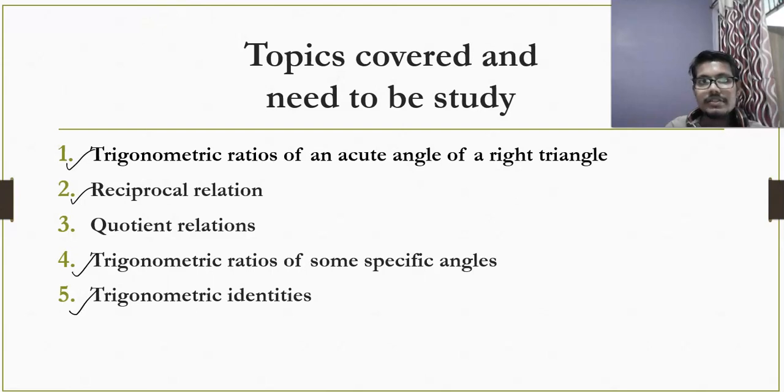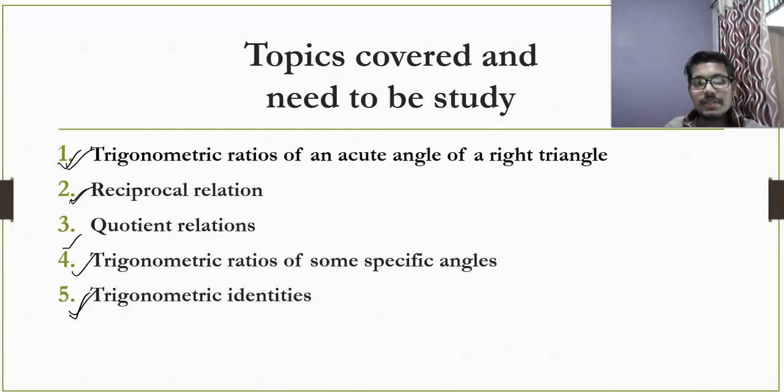Here in the trigonometric chapter, we will cover 5 topics. The first topic is trigonometric ratios of an acute angle of a right triangle. Then we will cover reciprocal relations, then quotient relations, then trigonometric ratios of some specific angles like 90 degree, 60 degree, 45 degree, and 30 degree. And fifth is trigonometric identities.